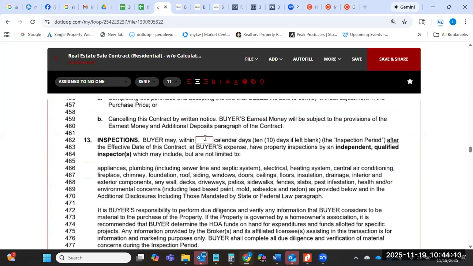Here's where our default is 10 days. We need to look at the calendar and check with the buyer's schedule to make sure that 10 days works for them. And also, if you think there are going to be things that need a second set of eyes, say they tell us the roof is 15 years old. Again, that's the end of its expected life.